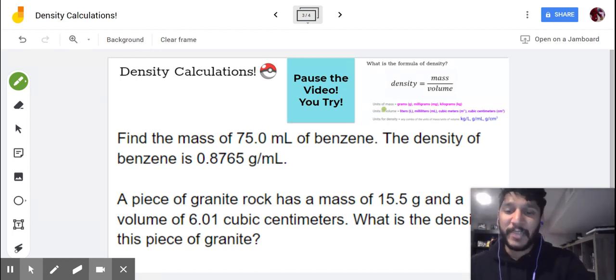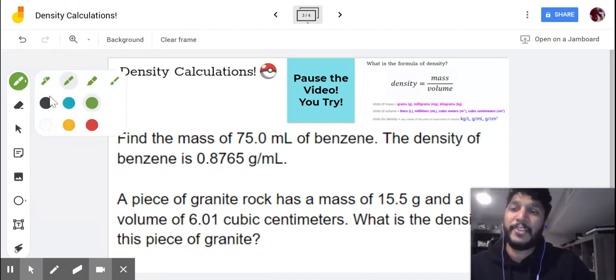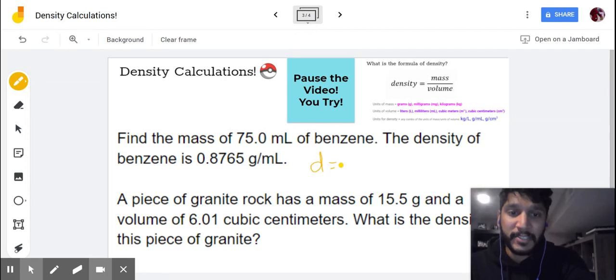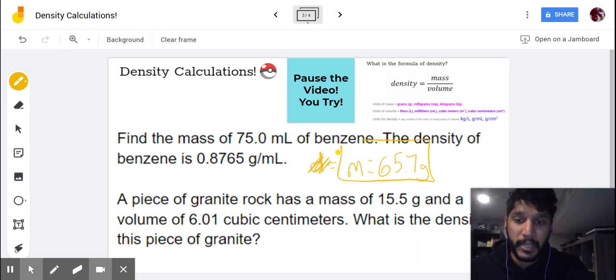Let's go ahead and put these 2 answers up here. Let's change colors one more time. Let's go with that yellow. Our mass for benzene, you guys should have gotten 65.7 grams. So if you got 65.7 grams, awesome job.